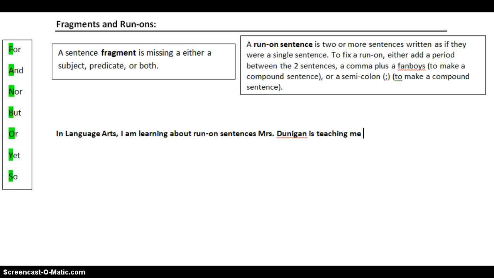We'll just say it's teaching me. We'll keep it simple. Teaching me the rules. All right, so in language arts, I'm learning about run-on sentences. Mrs. Dunnigan is teaching me the rules. So when I look at this, I notice that it should be two different sentences, but they're running together, and that's occurring right here. Unfortunately, there's no punctuation right after sentences and before Mrs. Dunnigan. So let's look at how to fix this. So that was our incorrect example.